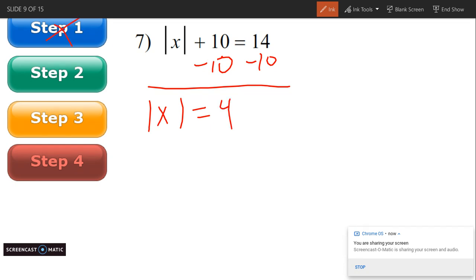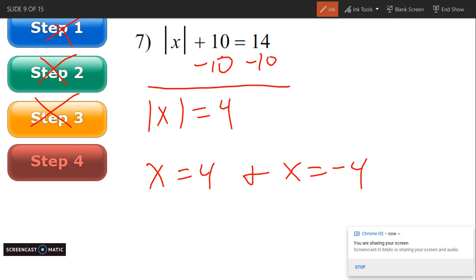So step 1 is complete. Absolute value bars are by itself. Step 2, is it possible? Well, yeah, we can take the absolute value and we can get a positive answer. So step 2, we're good there. Step 3 is to set up those two equations. So you have x equals 4 and x equals negative 4.